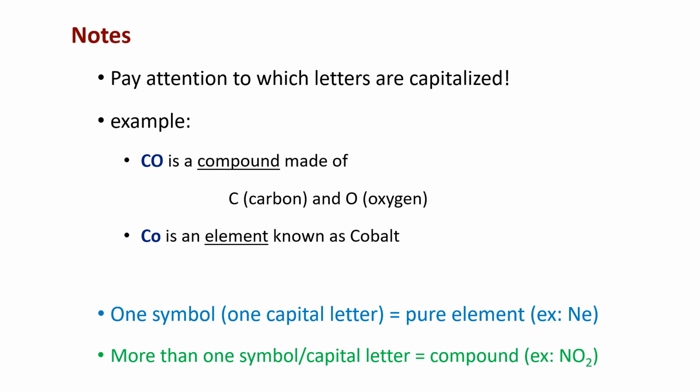On a related note, we can look at the number of capital letters to determine how many elements are in a substance. So if you only see one capital letter, like for example, Ne, that's just a pure element. So this is neon. If you see more than one capital letter, that means you've got a compound containing more than one element. So in this example, NO2, it has two elements in it. N is nitrogen and O is oxygen. So each capital letter is the start of a new element.